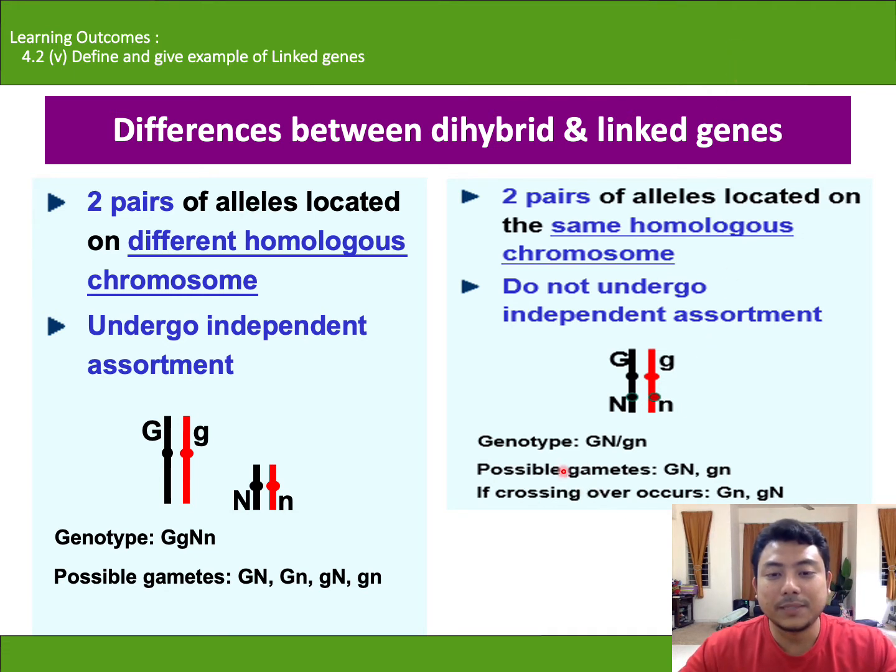The way the genotype is written is also different, where we write capital G capital N slash small g small n. We write it this way, compared to the typical dihybrid where we put G with G and with N, because capital G and capital N will move together, and it will be slash the other side with small g and small n. It also gives you a different set of possible gametes.